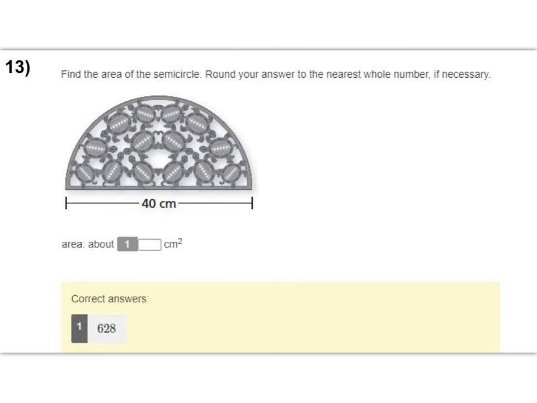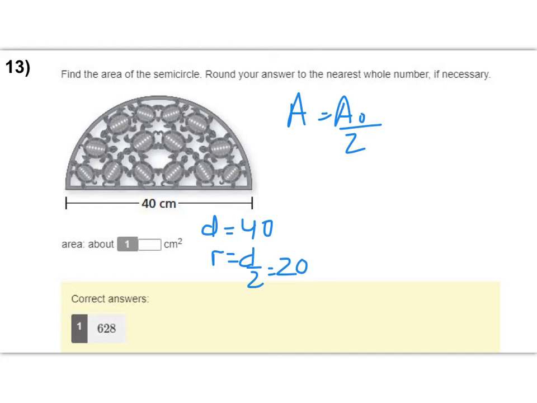All right, in this example, we have a semicircle, which means to find my area, I'm going to take the area of a circle and divide it by 2. The other thing I need to do is figure out what the radius is. In this case, I'm shown my diameter is 40 centimeters. So my radius is going to equal my diameter divided by 2, which is 20.